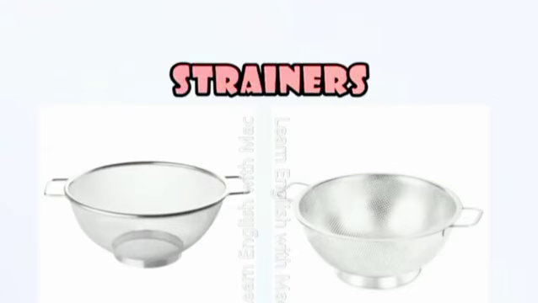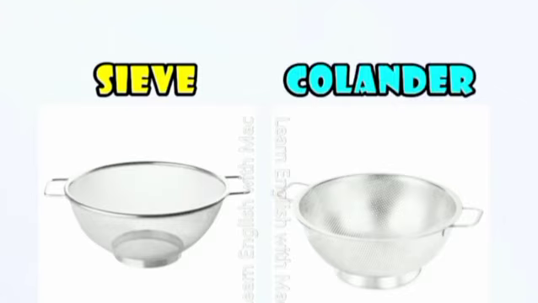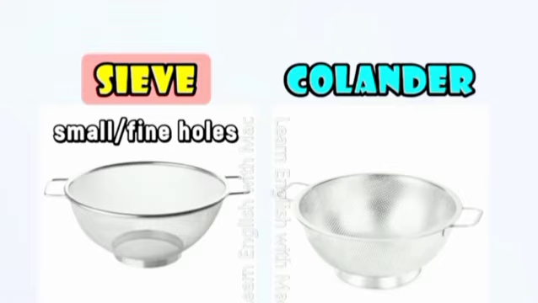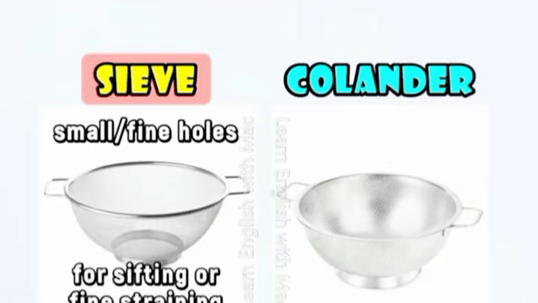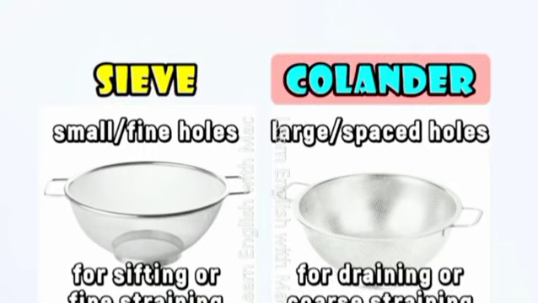These are strainers, but this is a sieve and this is a colander. What's the difference? A sieve has small or fine holes, and it is used for sifting or fine straining, whereas a colander has large or spaced holes, and it is used for draining or coarse straining.